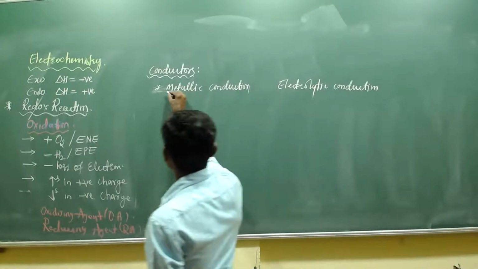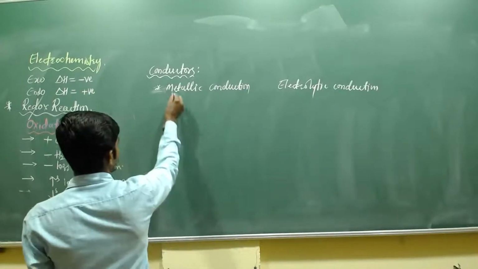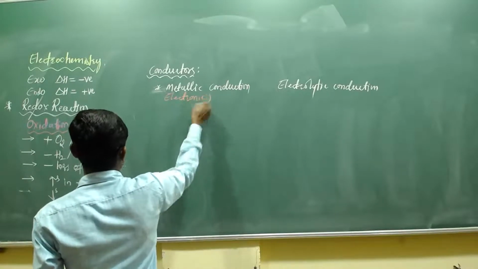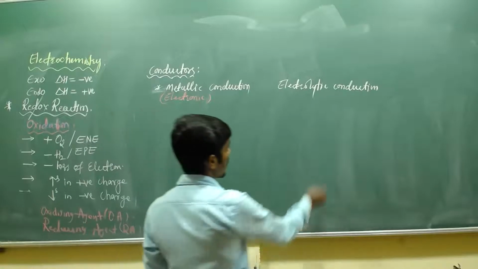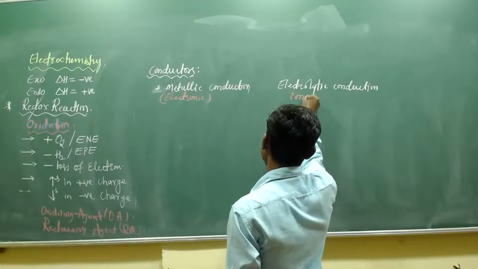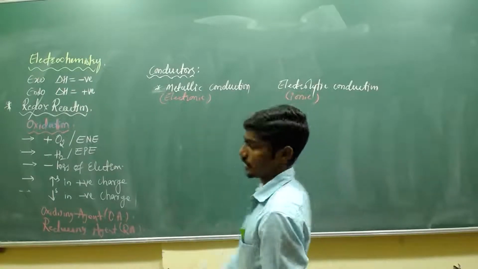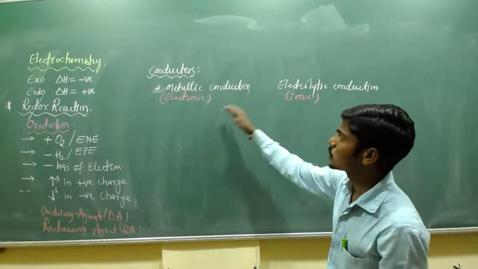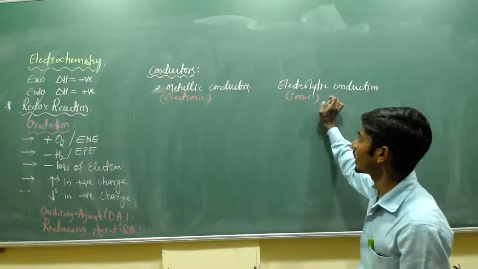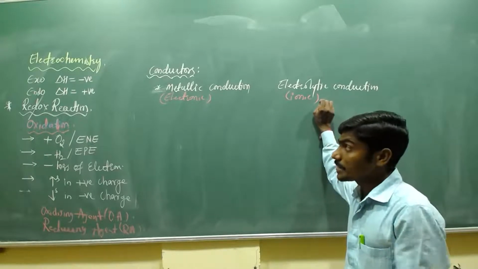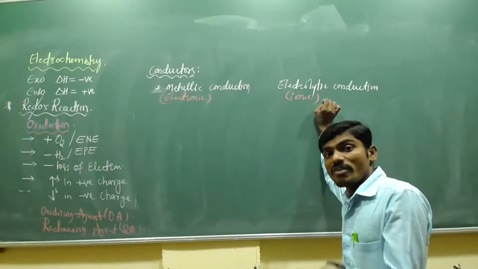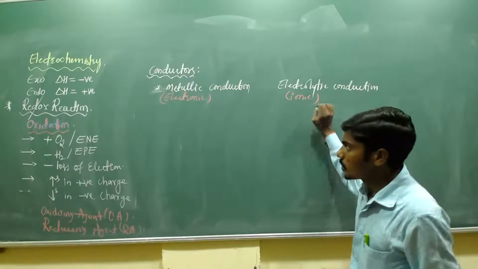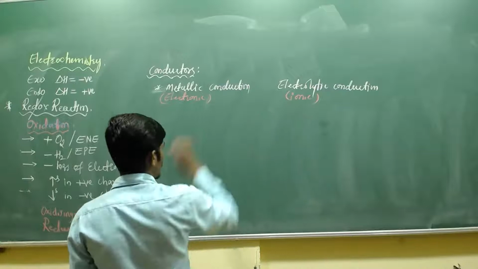One is metallic conduction, also known as electronic conduction, and the other we can call ionic conduction. Now, what are the differences between these two, metallic conduction and electrolytic conduction? And what are the factors which affect the conductivity of the substances? So here, first, metallic conduction.